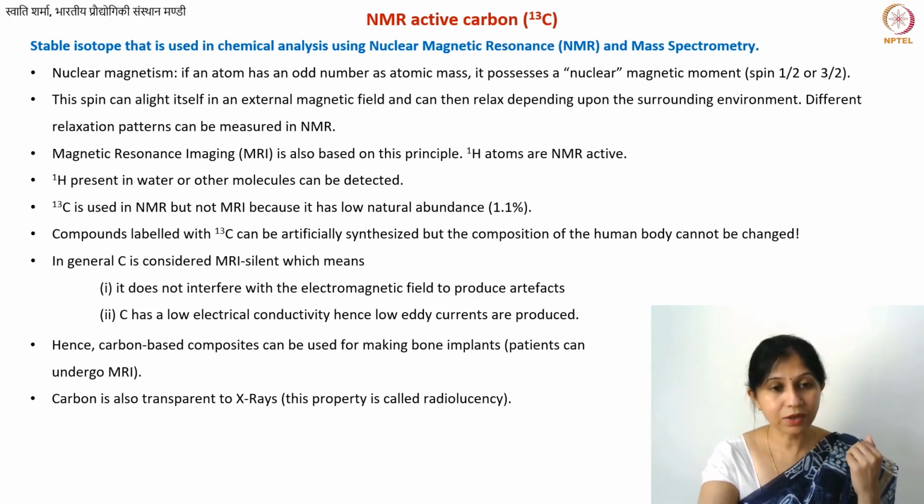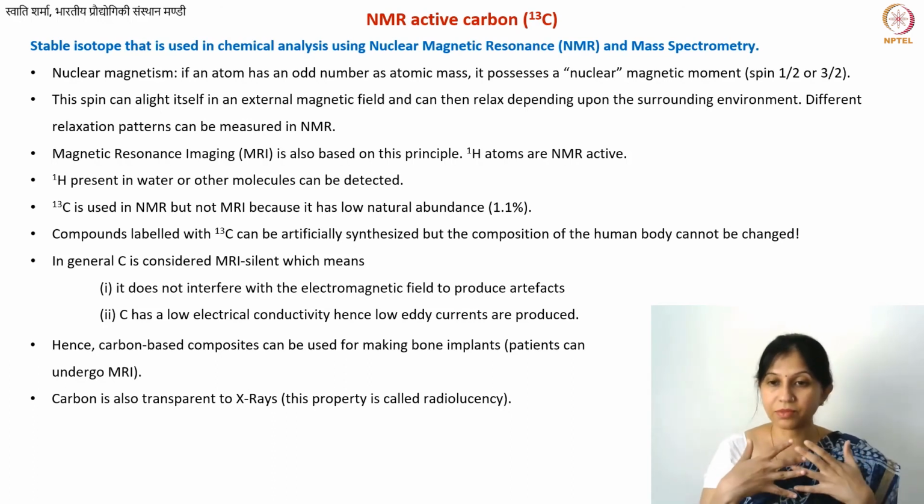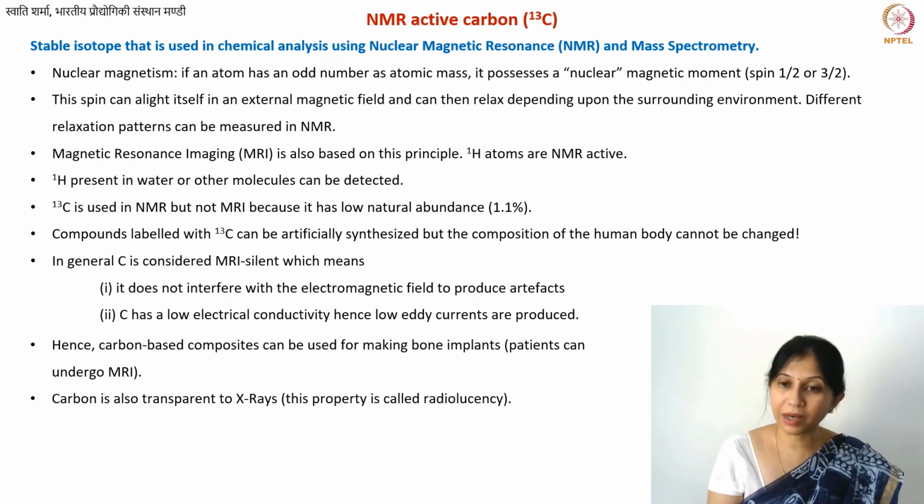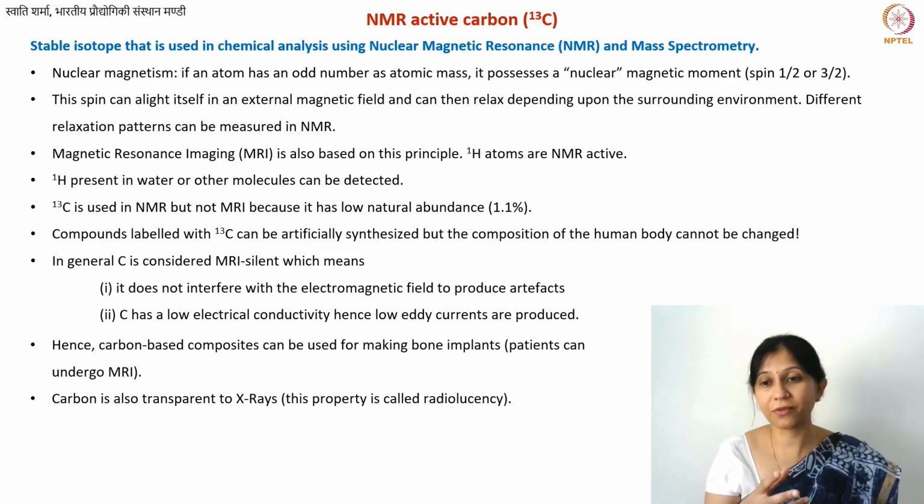Carbon is also transparent to X-rays. X-rays will pass through the carbon. You know it because when an X-ray of your body is taken, you only see the bones, right? You don't see the polymers, you don't see the skin, because these are organic compounds which are primarily made of carbon, and carbon is transparent to X-rays. It lets them through, not completely, but at least 70 to 80% of X-rays can go through carbon, which also means that if you have a bone implant, it will not interfere with the X-ray.